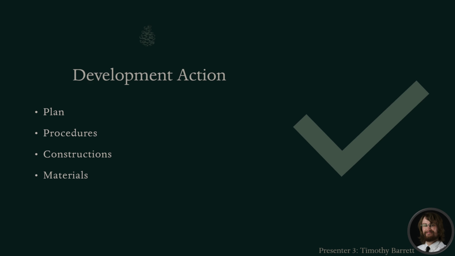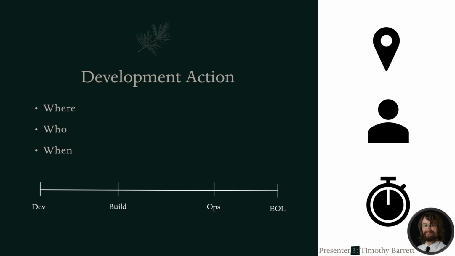A detailed plan for the project will include all needed procedures, constructions, and materials. The project description should also include the exact location to be used, human resources needed, as well as a timeline and breakdown of all stages of development, construction, operation, and end of life.